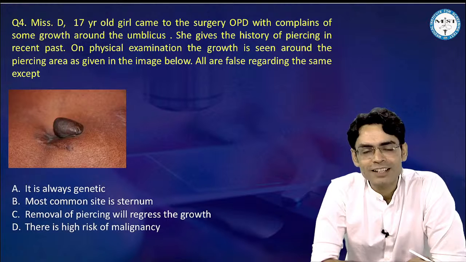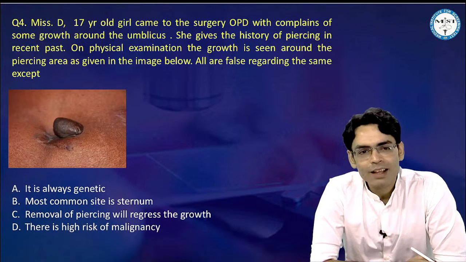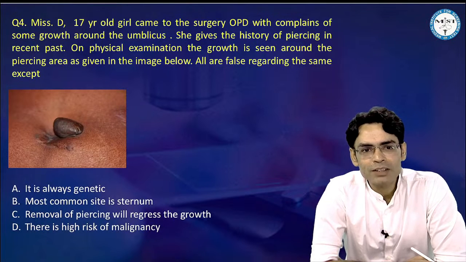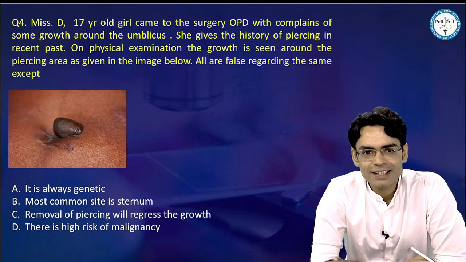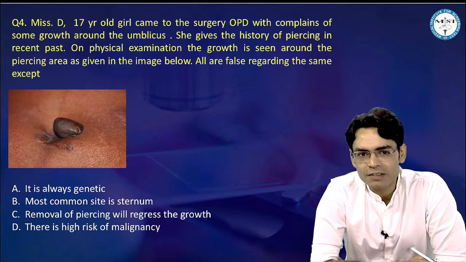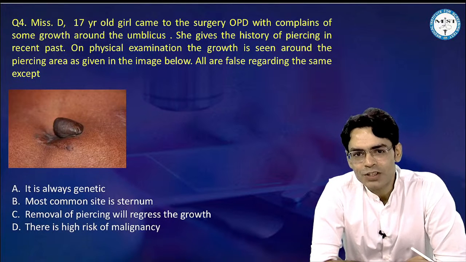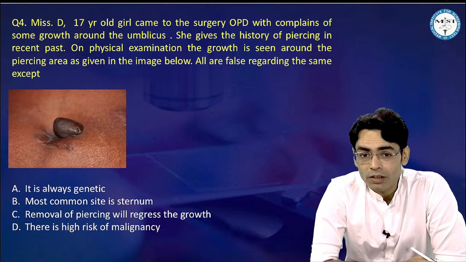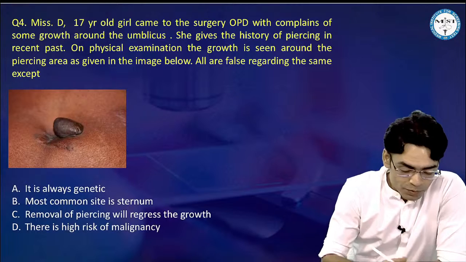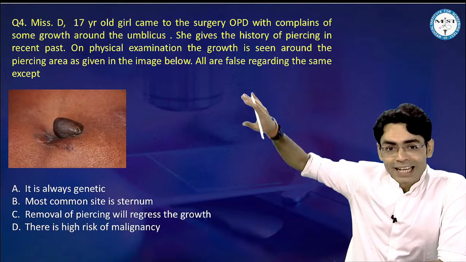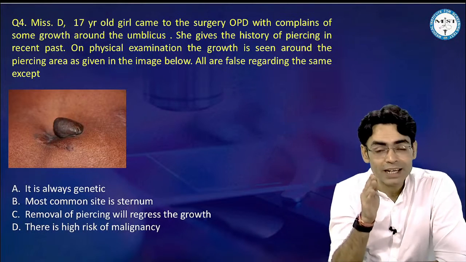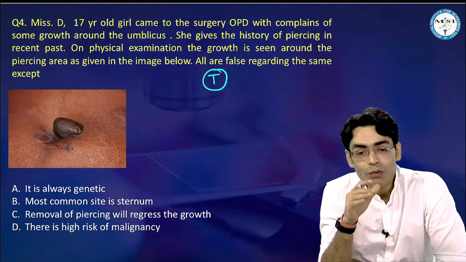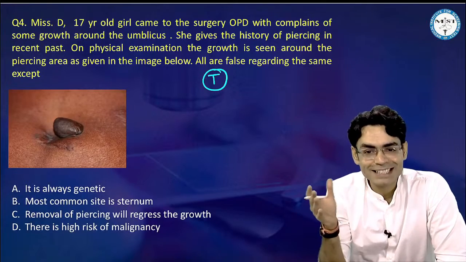Moving on to the next question. Miss D, a 17-year-old girl, came to the surgery OPD with complaints of some growth around the umbilicus. She gives a history of piercing in the recent past. On physical examination, the growth is seen around the piercing area as given in the image below. All are false regarding the same except. So, when you get these kinds of questions, you should be very clear about what you need to find out. You need to find a true statement here.